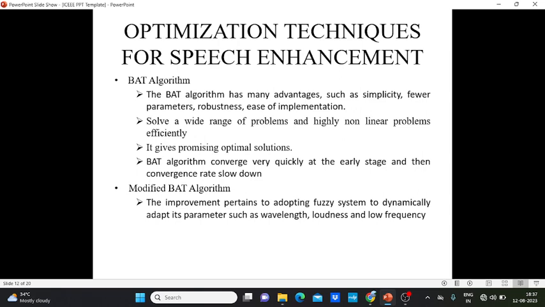So next, optimization techniques for speech enhancement: the BAT algorithm and the modified BAT algorithm. It solves a wide range of problems, including highly non-linear problems. It gives a promising optimal solution. This is the better thing in the BAT algorithm. The modified one is the more advanced version of the BAT algorithm. It implements an adaptive fuzzy system to dynamically adapt parameters such as wavelength, loudness, and low frequency.